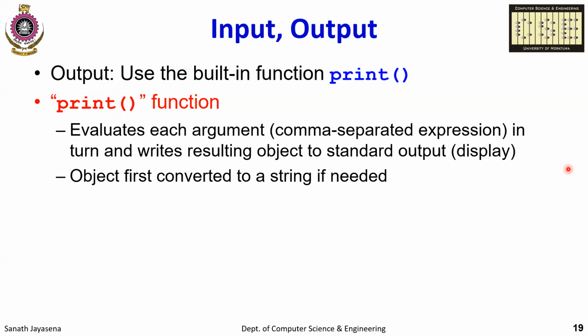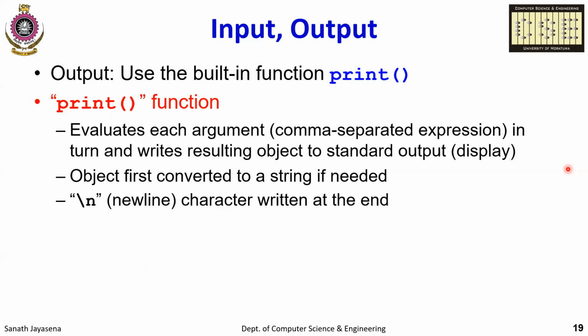In this comma separated list, any item can even be an expression that will be evaluated, and finally a particular object will be the result. Now it might get converted to a string if needed for display. Okay, and usually the new line character will be written at the end. That will be done by the print function.